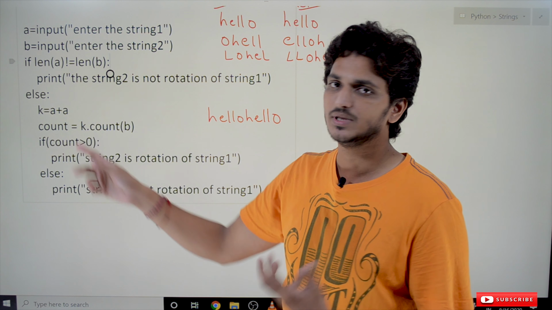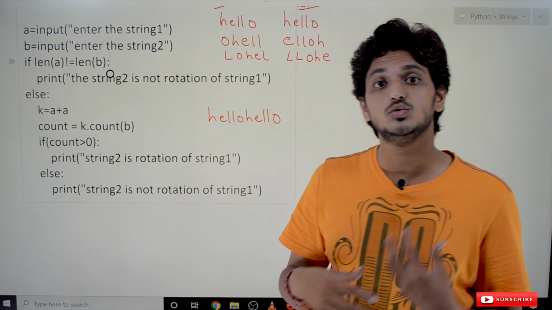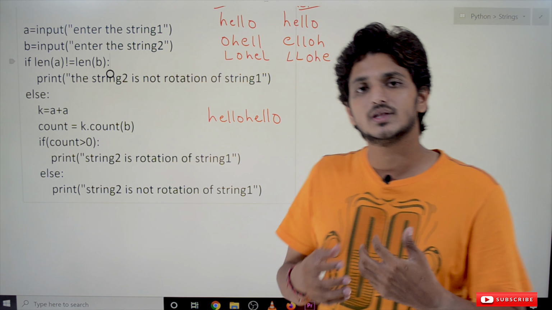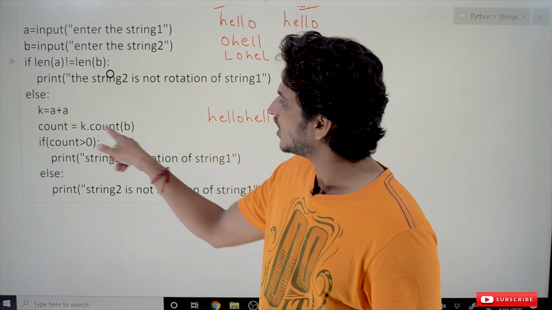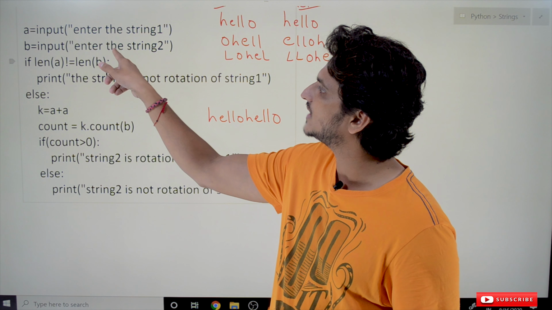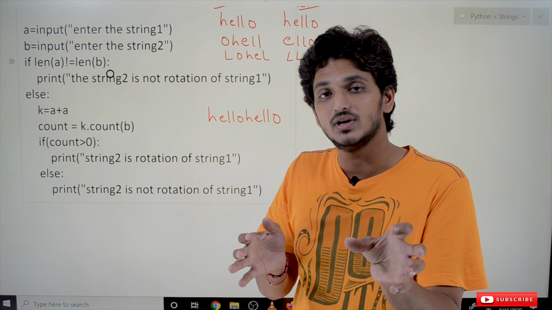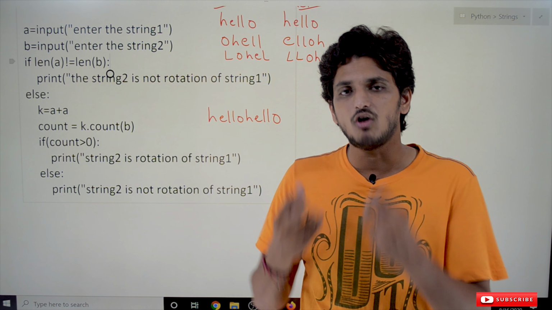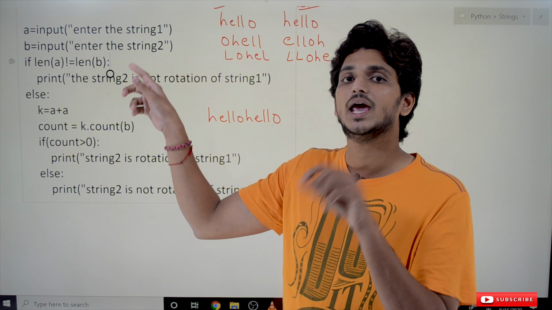A plus A, where plus is used for concatenation. So count is equal to, we are using count. What does the count function do? It will count whether, see here, K dot count of B. B means the second string. Whether the second string is present in K or not. If it is present one time, it will give count as 1. If it is present two times, it will give count as 2. We use this count function to identify whether string 2 is present in K or not.